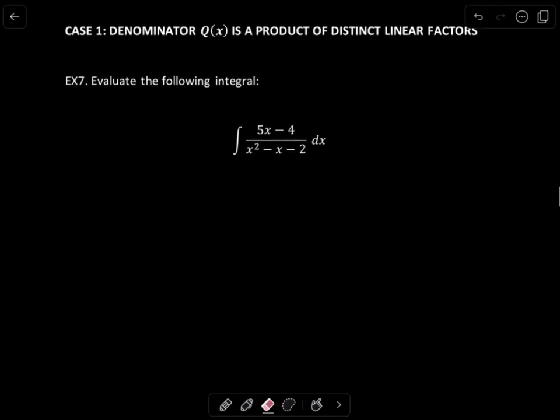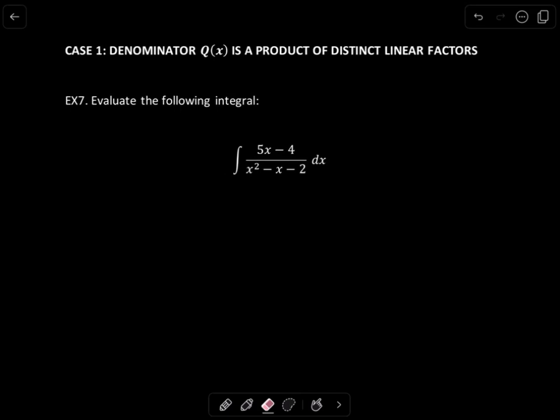Okay, so let's take a look at example 7. All right, so take a look at what we have to integrate. So firstly, we need to identify that it is a rational function. It's a polynomial divided by another polynomial. The next thing to note, degree of the numerator is 1, degree of the denominator is 2, so 1 and 2. So 1 is less than 2, right? So it is a proper rational function.